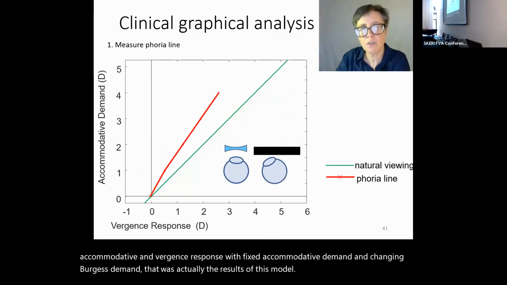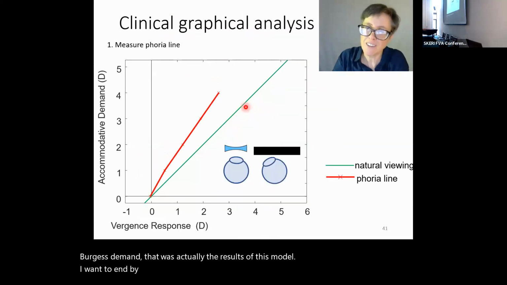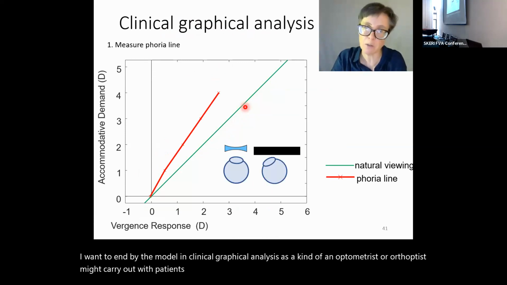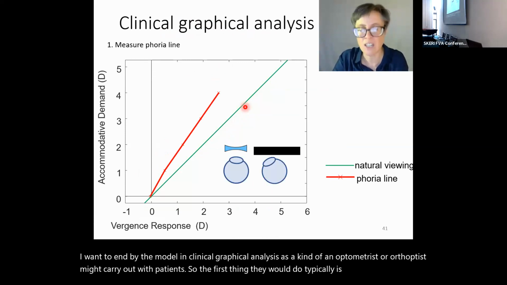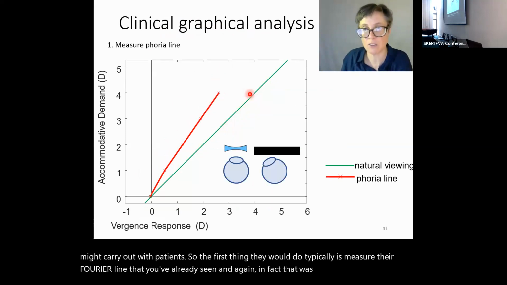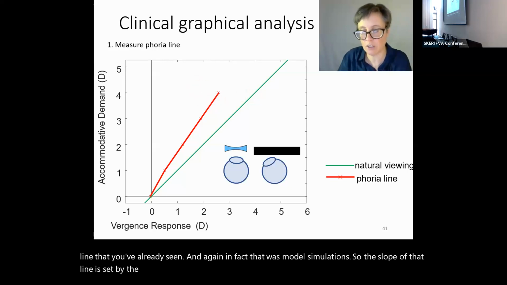And I want to end by testing the model in clinical graphical analysis of the kind that an optometrist or an orthoptist might carry out with patients. So the first thing they would do typically is measure the Fourier line that you've already seen. And again, in fact, that was model simulations. So the slope of that line is set by the gain of the AC crosslink.